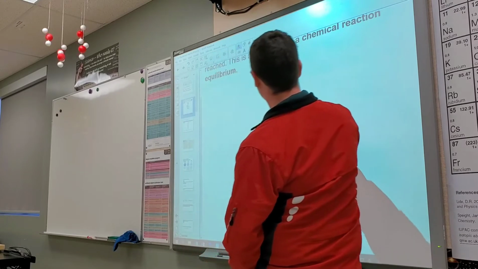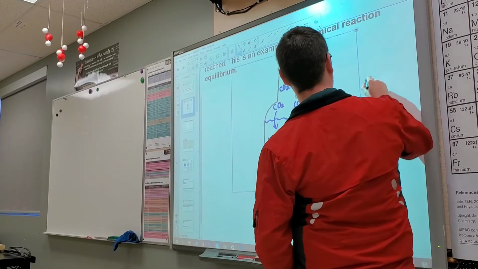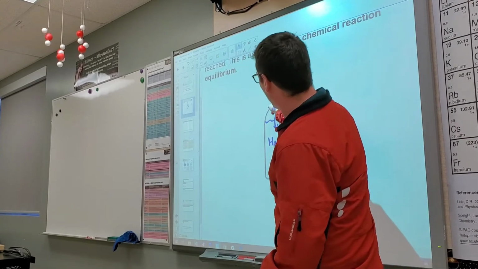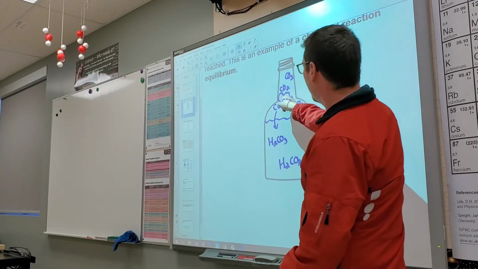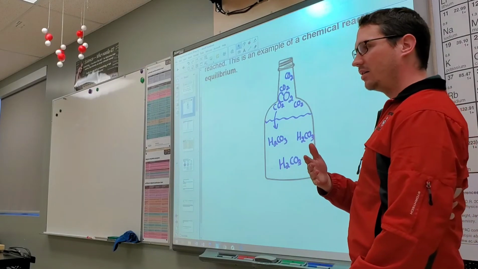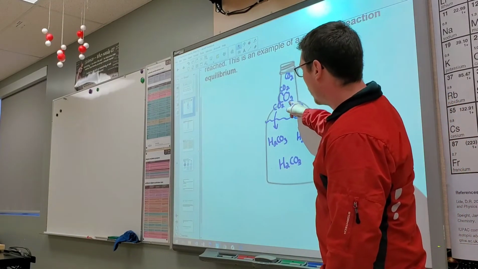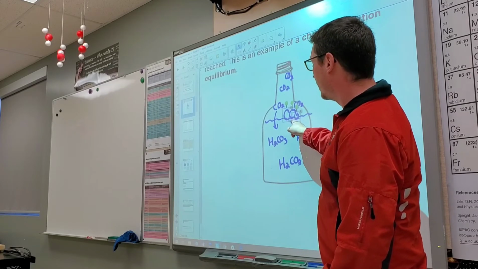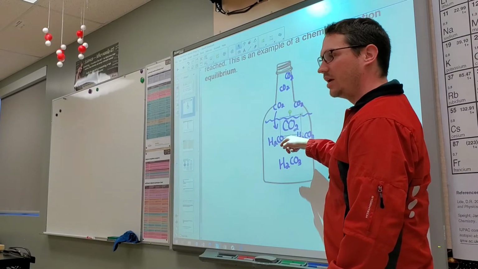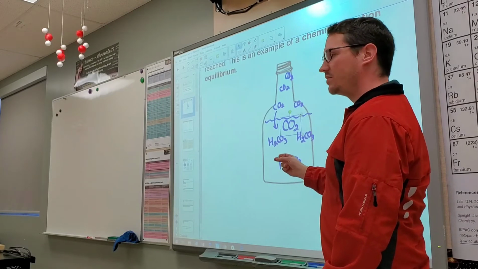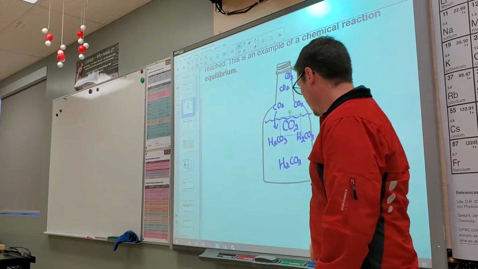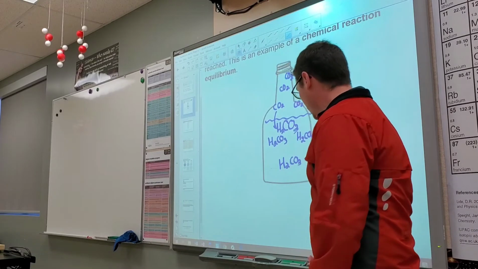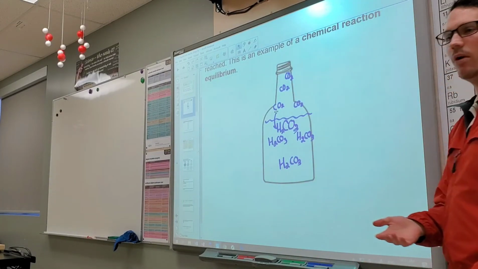They're bumping off the side of the bottle and they're crashing into the water. And every once in a while, it hits the water. It strikes the water in such a way that it's able to dissolve. And at the moment it dissolves, what does it turn into? It turns into H2CO3, because it just combines with the water.